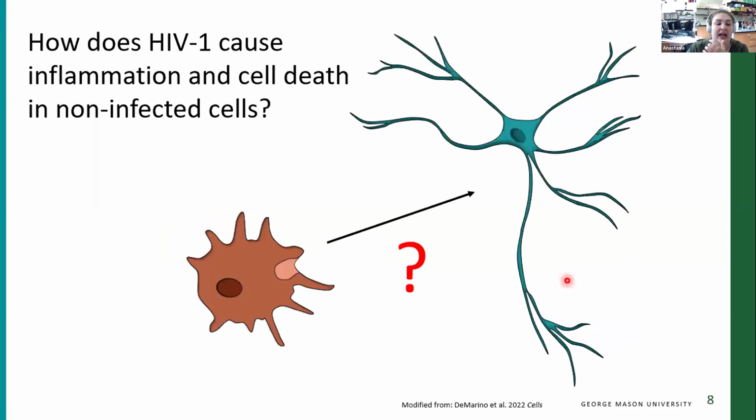But we really wanted to get to the bottom of how these infected cells, which are mostly the microglia that are holding these infections within the brain, a major reservoir, then impact the surrounding neurons and see that neuronal death that's associated with HAND.